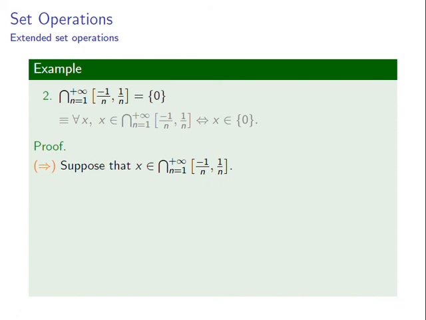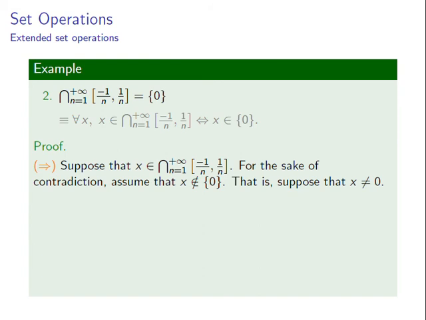For the converse, suppose that x is an element of the intersection of all closed intervals from minus 1 over n to 1 over n and from 1 to positive infinity. For the sake of a contradiction, assume that x is not an element of the singleton whose element is 0. That is, suppose that x is not equal to 0. Then the absolute value of x is positive. So 1 over the absolute value of x is also positive. Take m to be the floor of 1 over the absolute value of x.